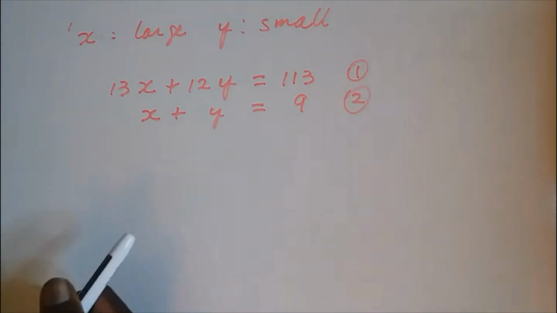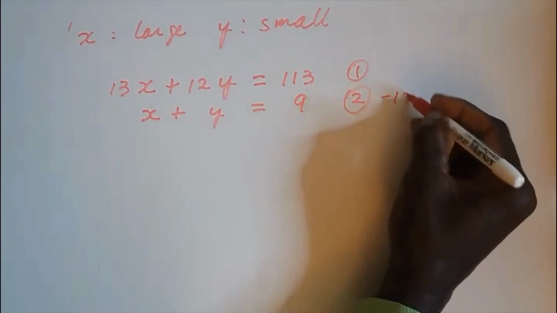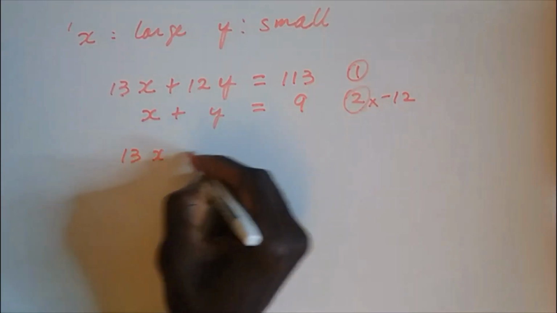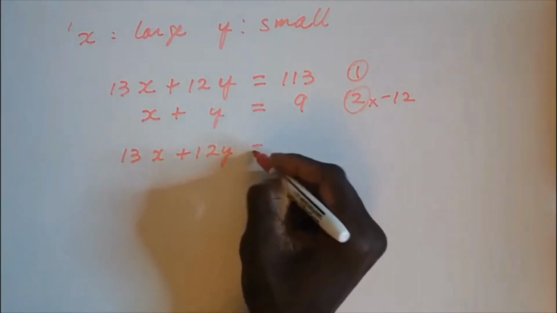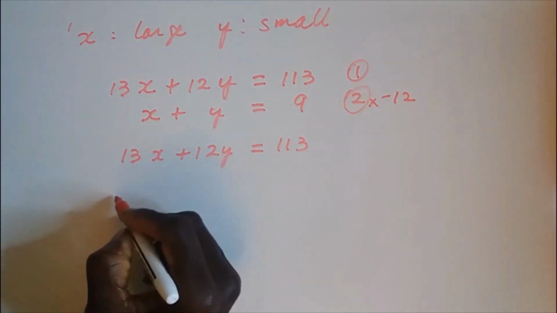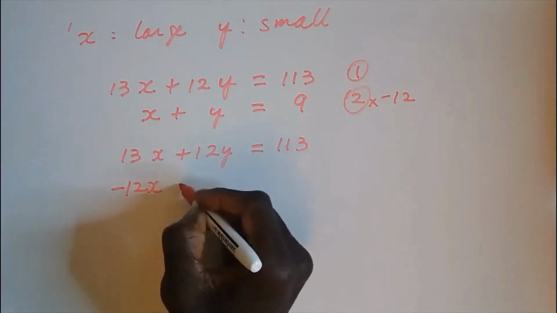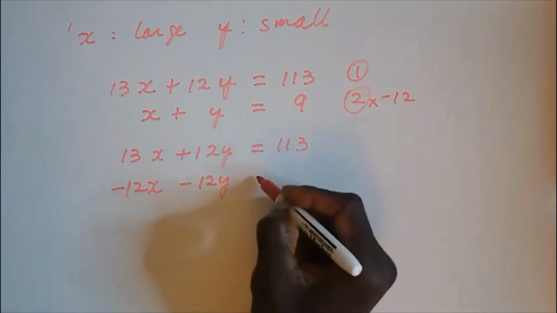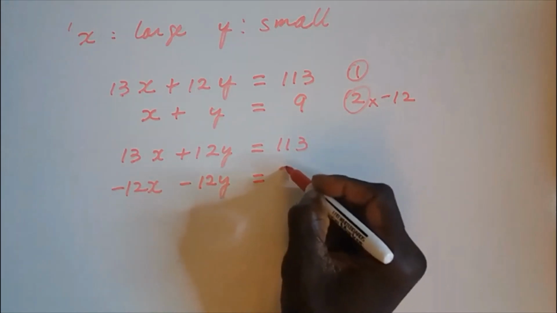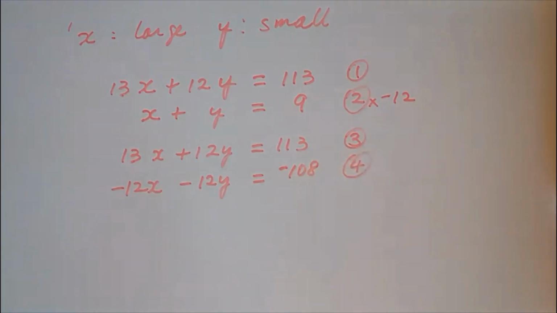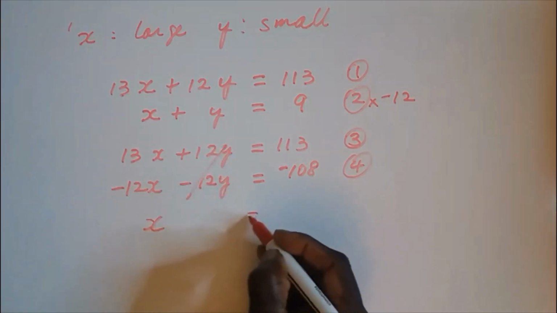We'll multiply equation 2 by -12. Equation 1 stays the same. Equation 2 becomes minus 12x minus 12y is equal to minus 108. Now we add these two and eliminate y, so y goes out and this becomes x is equal to 5.